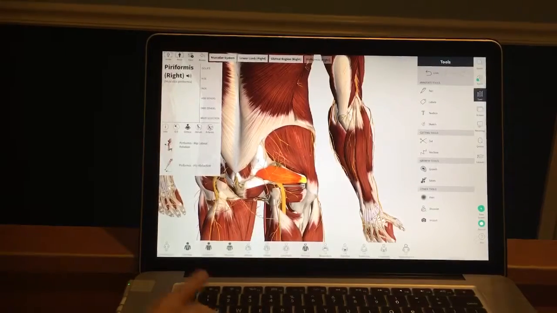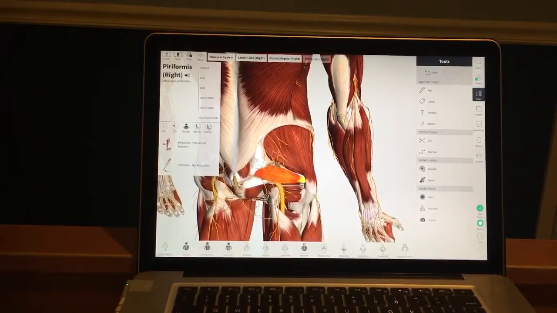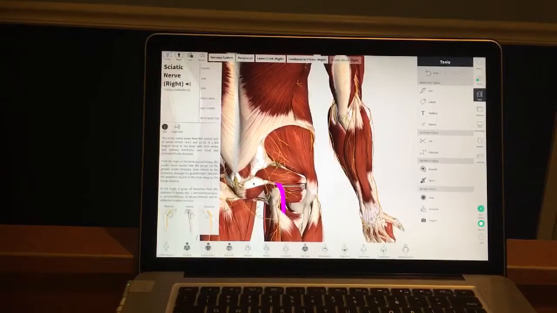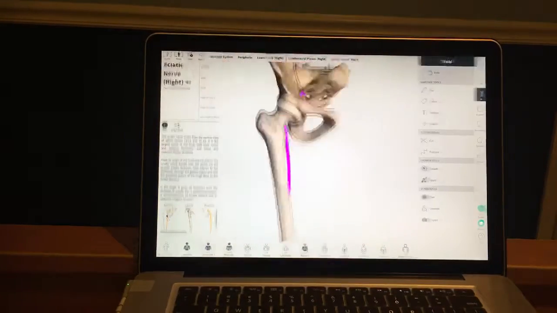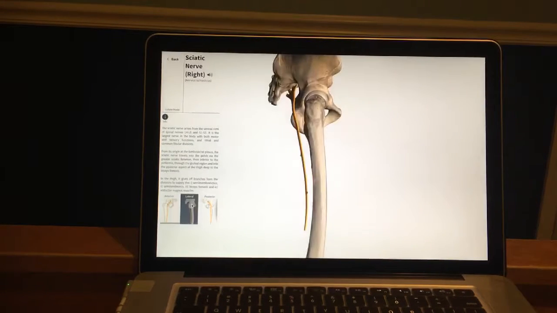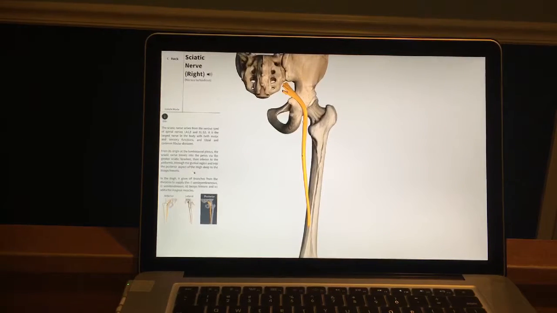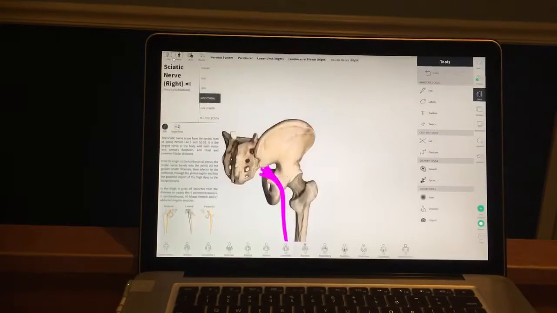Now that you know what your piriformis is, let's find your sciatic nerve. So here's your sciatic nerve, and we'll give you a better view of that. Here's a lateral view, and here's a posterior view. So let's look at them both in tandem.